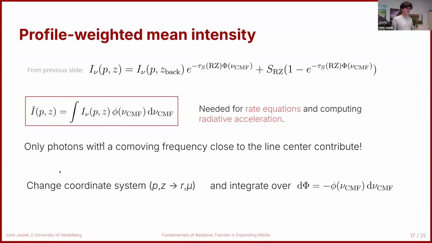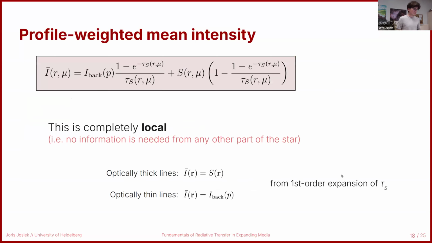So what you do is, in order to perform this integration with this intensity equation from the previous slide, you can change coordinate systems. So from p, z, we go to our new geometry, and you integrate directly over the d of the profile function, of the integrated profile function, because it's already inside the expression. And what happens when you do this is you get an expression that looks like this.